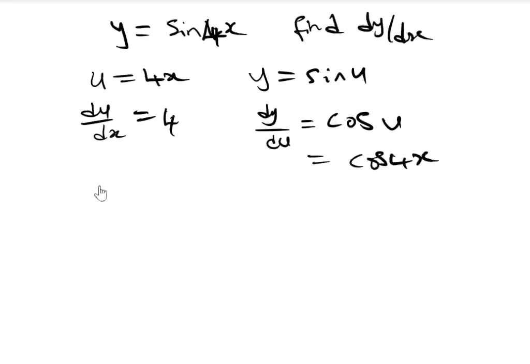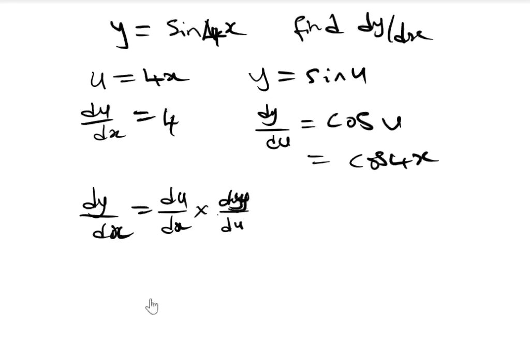Therefore, the chain rule, which is dy/dx, is equal to du/dx multiplied by dy/du. This is equal to du/dx, which is 4, multiplied by dy/du, which is cos 4x. 4 multiplied by cos 4x will give me 4 cos 4x.